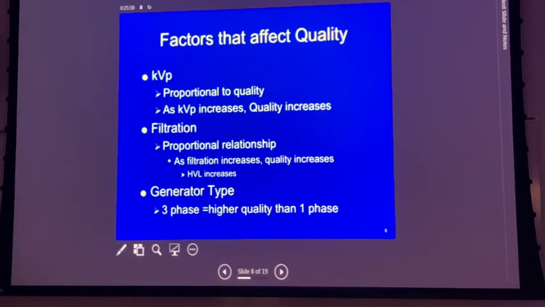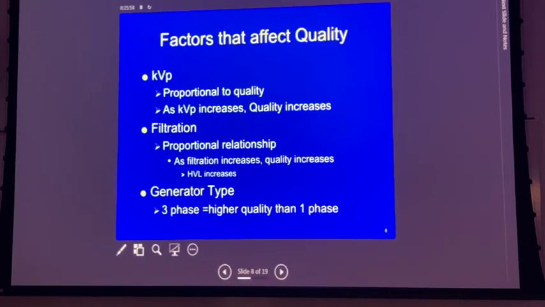And KVP is what we use to control our quality, our beam quality. Remember, KVP is not the best measure of beam quality. Half value layer is, and we'll run through that exercise here in a minute, but it is what we use to change beam quality.